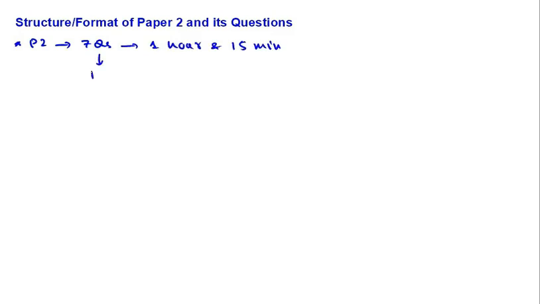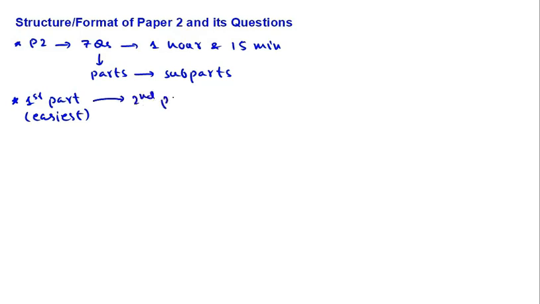Each question has several parts and some parts even have subparts. Students, the first part in almost all 7 questions of paper 2 is the easiest part, because in this part we are usually asked to define a physical quantity or to state a law or to state the meaning of a term used in physics or to describe a phenomenon, etc. The next part is a little bit more difficult than the first part. Students, in this part, we usually have to use a direct formula to calculate the value of an unknown quantity.